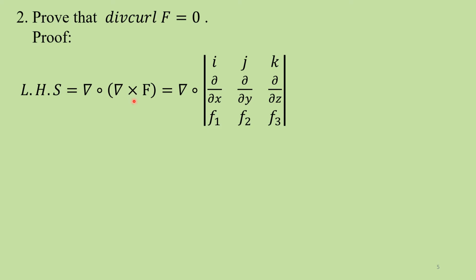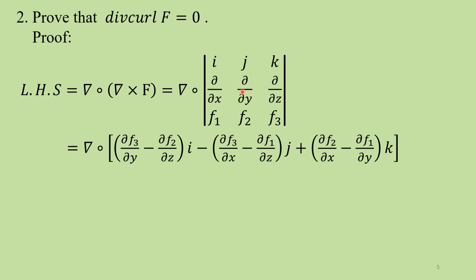So del dot of del cross f. First expand this del cross f, that is del dot of the determinant i j k, ∂/∂x, ∂/∂y, ∂/∂z, and the components of vector f are f1, f2, f3. As we know, vector f is f1 i plus f2 j plus f3 k, where f1, f2, f3 are functions of x, y, z. So first take the curl of f, and once we get that, then we can take divergence on this vector. So plus i into ∂f3/∂y minus ∂f2/∂z, minus j into ∂f3/∂x minus ∂f1/∂z, plus the component of k is ∂f2/∂x minus ∂f1/∂y.